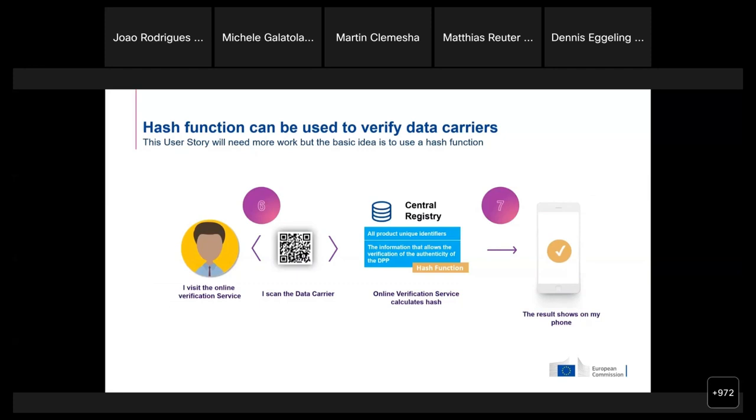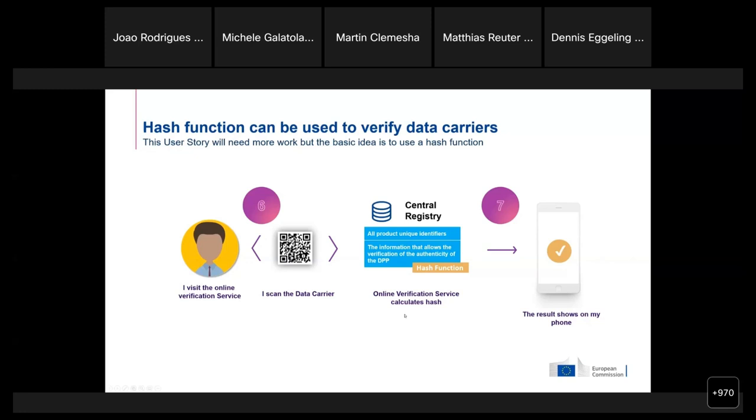One way to think about this challenge is actually to go back to the idea that I have the data carrier, I can scan the data carrier, and actually through a simple API, I can contact the central registry of DPPs that is foreseen as part of the regulation, and that central registry has a hash function that confirms that the information on that data carrier is indeed matching the information in the central data registry. Of course, we can think in a more distributed way of this service, but the gist is we can use a hash function to confirm that the data carrier has not been tampered with, has not been modified. And this is a simple, no-nonsense type of solution, which would allow the consumer to know that that is an authentic data carrier, an authentic DPP.